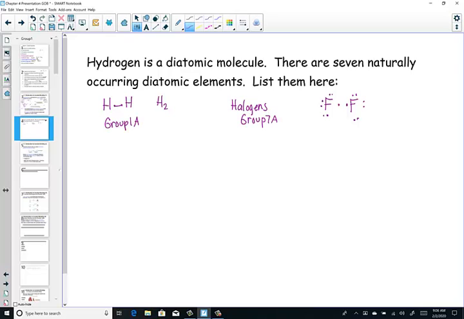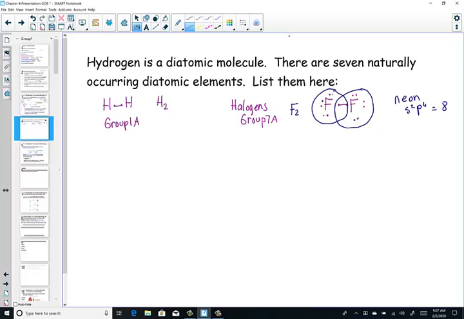Notice that if it bonds or combines with another fluorine in a shared pair, now each of those has 8 valence electrons. Remember how we count those? A shared pair counts in both directions. So now the fluorine has the noble gas configuration of neon with an s2p6 configuration. An octet has been achieved by sharing 1 pair of electrons. So fluorine is also a diatomic molecule.